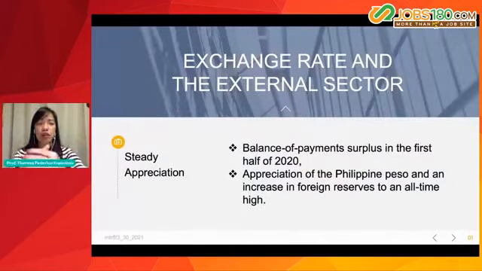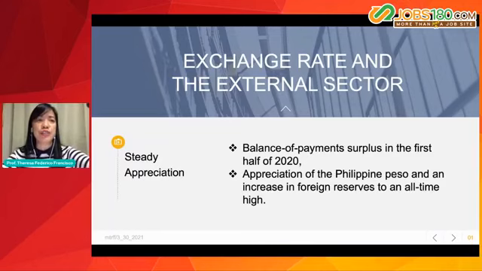Okay, let's take a look at the exchange rate and external sector. A significantly lower trade deficit led to a balance of payments surplus in the first half of 2020, which contributed to the appreciation of the Philippine peso and an increase in foreign reserves to an all-time high. Later, I will tell you why that is.